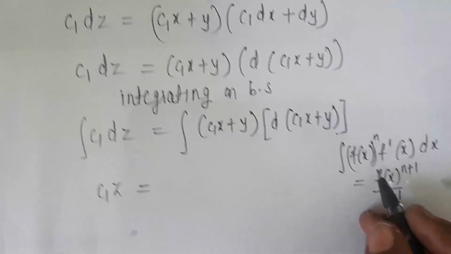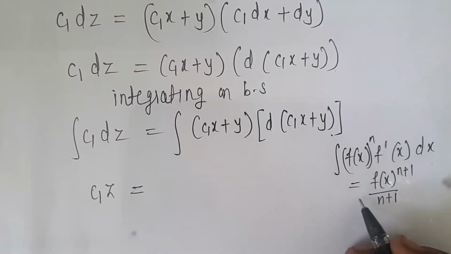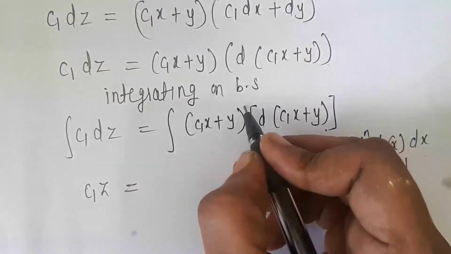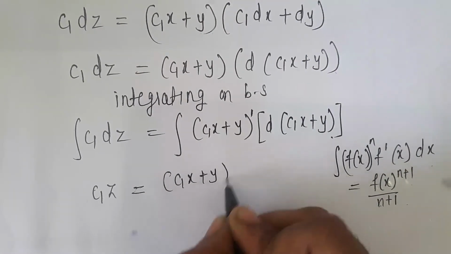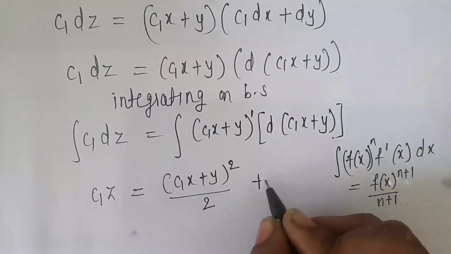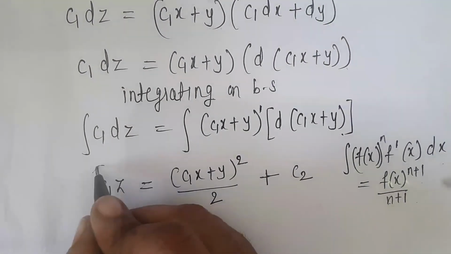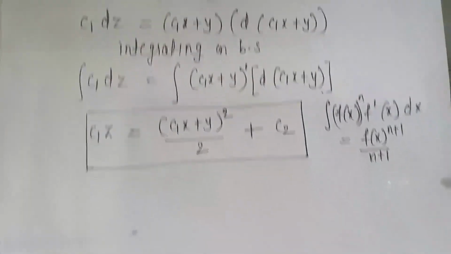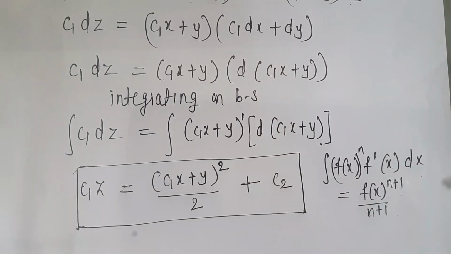We have one property of integration: the integral of f(x) to the power n into f dash of x dx is f(x) to the power n plus 1 by n plus 1. Here the power of c1x plus y is 1. So it becomes (c1x plus y) to the power 2 divided by 2 plus a constant of integration. We can consider the constant of integration as C2. So this is the final solution of the non-linear partial differential equation. In the next lecture we will see some more examples on this Charpit method. Thank you.